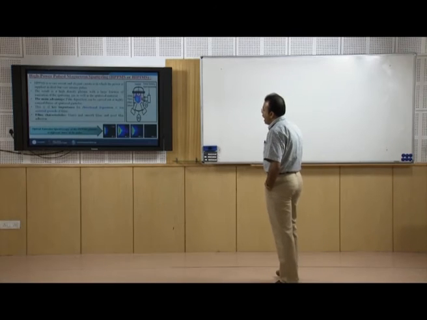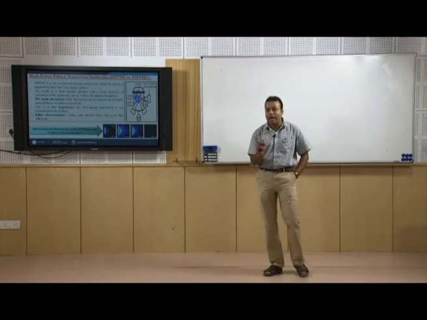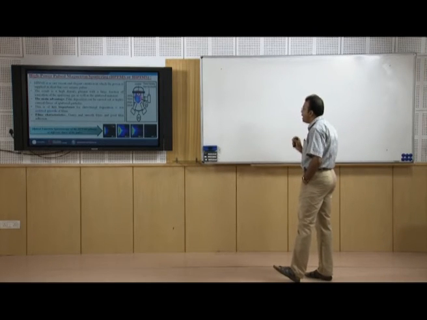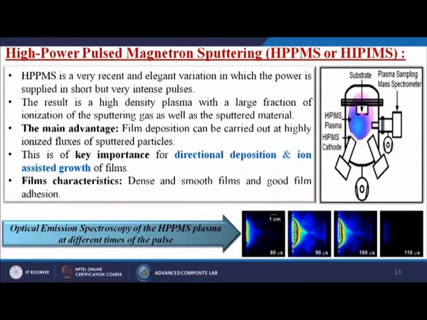Next is called high power pulsed magnetron sputtering, or in short form HPPMS or maybe HiPIMS. HPPMS is a very recent and elegant variation in which the power is supplied in short but very intense pulses. The result is a high density plasma with a large fraction of ionization of the sputtering gas as well as the sputtered material. The main advantage: film deposition can be carried out at highly ionized fluxes of sputtered particles. This is of key importance for directional depositions and ion assisted growth of films. Film characteristics: dense and smooth films and good film adhesion.